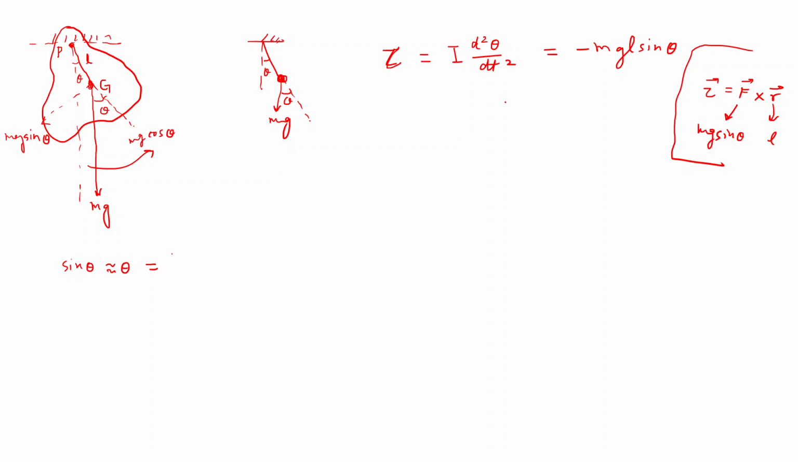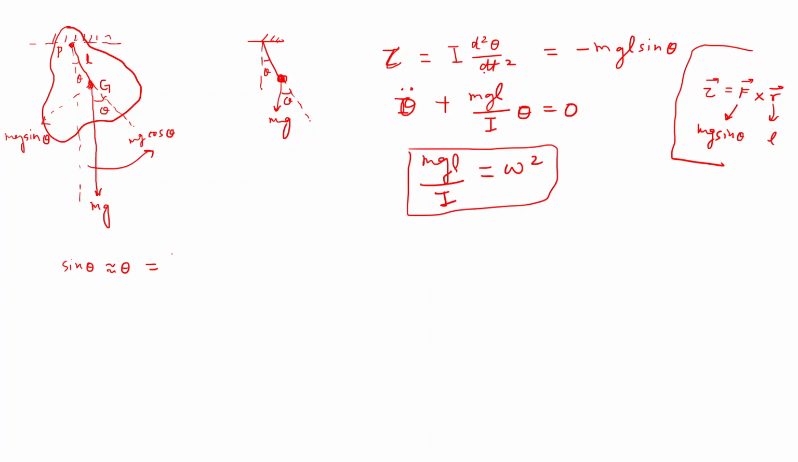When we rewrite this, we get, let me write directly, I times the angular acceleration plus mgl times theta is equal to 0. Dividing by I, this will be the final equation we get, where mgl by I is the square of the angular frequency of this rotation.